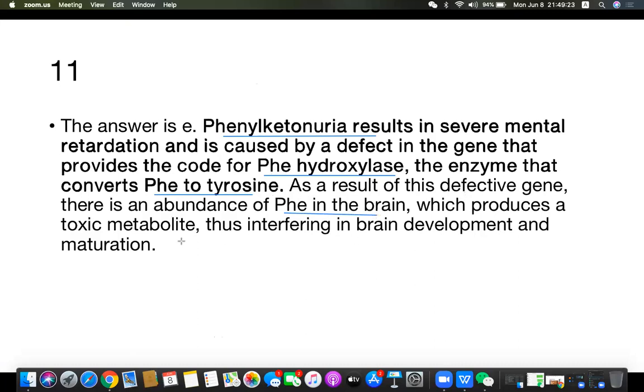Now, this phenylalanine will convert into toxic metabolites, for example phenylketones. It will develop into ketone bodies. Phenylacetic acid, it may convert into acetic acid. So all of these are quite damaging to the developing brain.